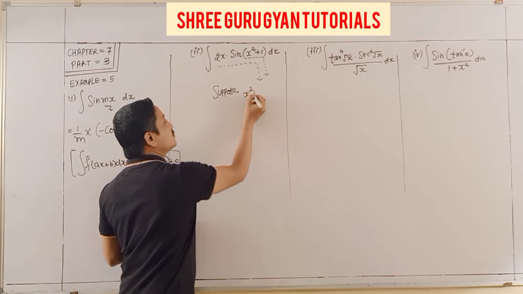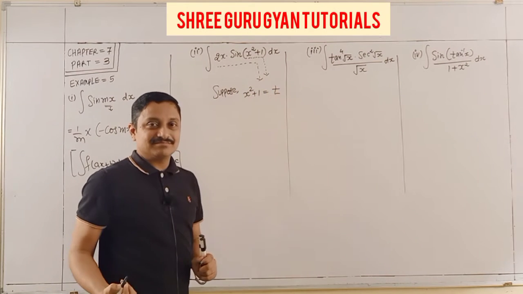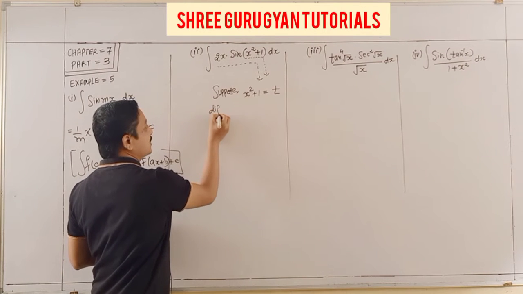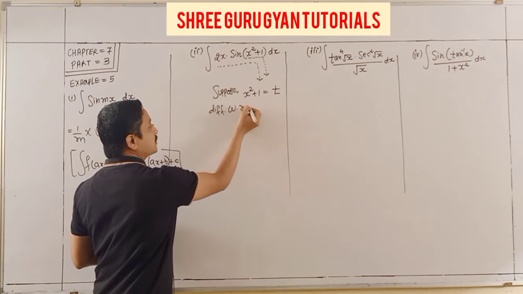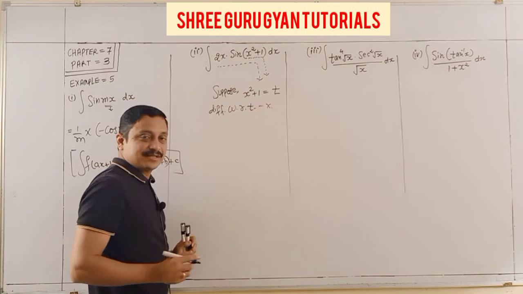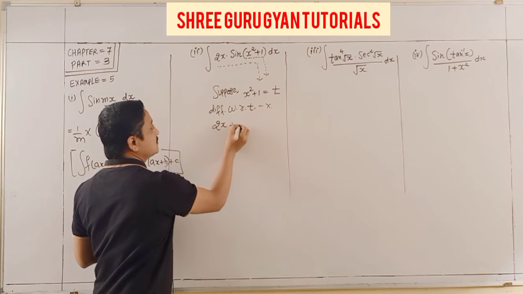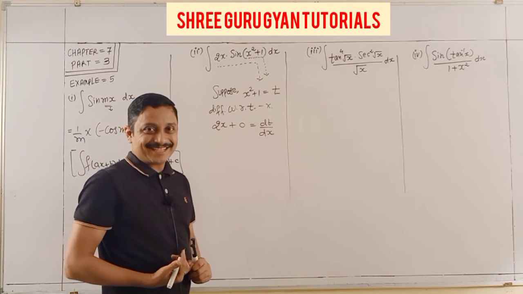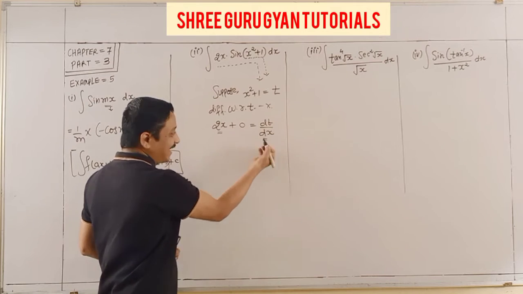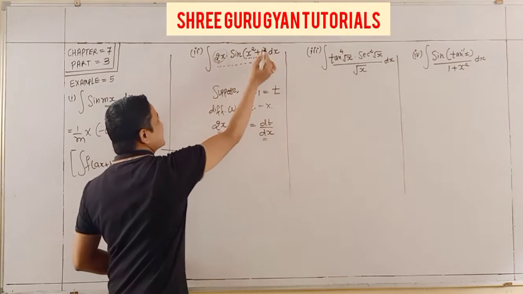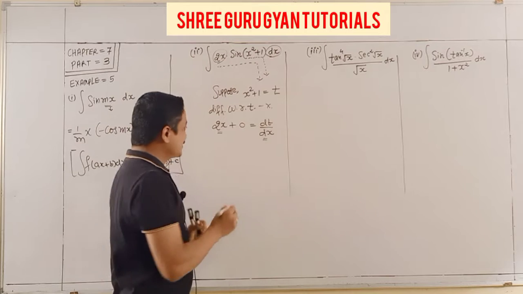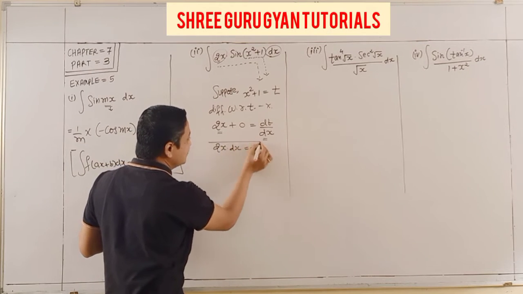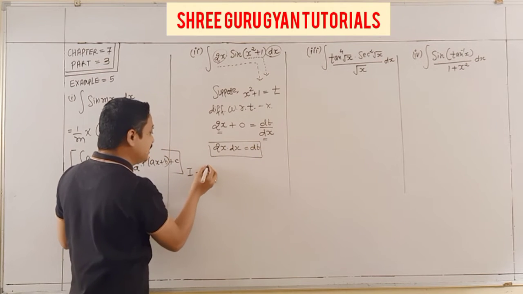this composite function is equal to t, and take the derivative with respect to x. So differentiation with respect to x: this derivative is 2x, and 0, and dt by dx. Check, students: 2x dx. This 2x, this dx. So my value, 2x dx, is what? dt.